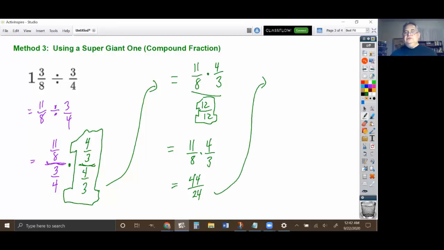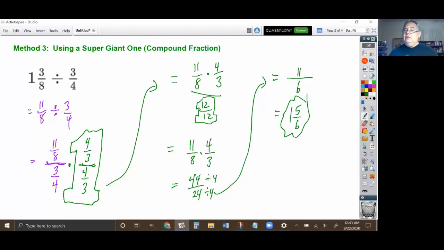And those each simplify. Let's see, I can simplify 44/24. I can divide these by 4 and these by 4, and that will give me 11/6, which is familiar. So that's 1 and 5/6. So that's the supergiant 1 method.